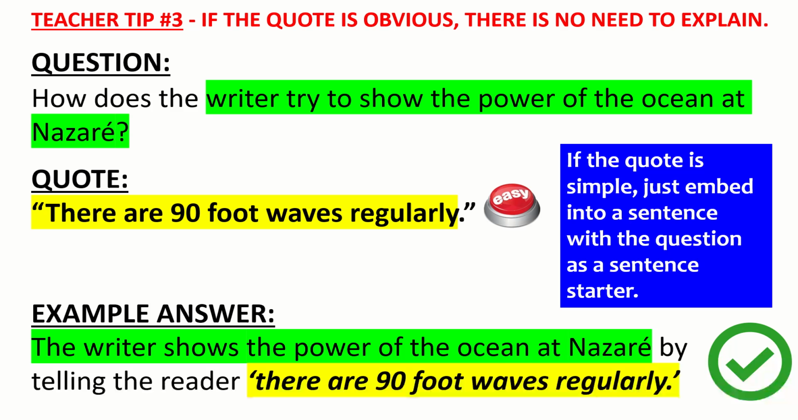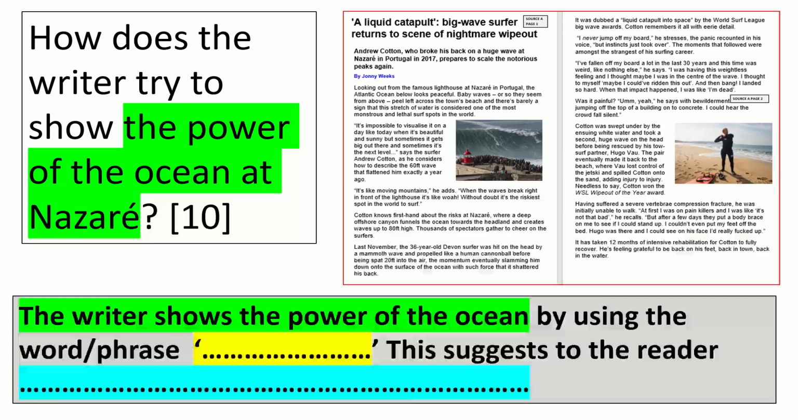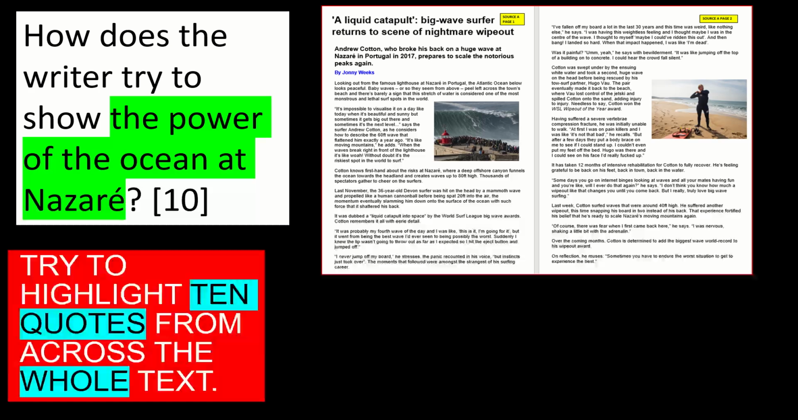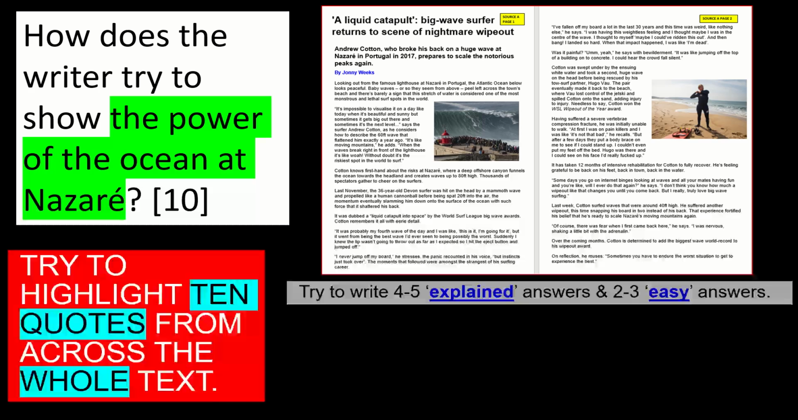So again, if they're easy quotes, don't explain. If you need to explain it, then explain. Okay. Rough structure, like I say, question as your sentence starter, quote, and then explain the quote if you need to. And so I would always try to highlight at least 10 quotes from across the extract.